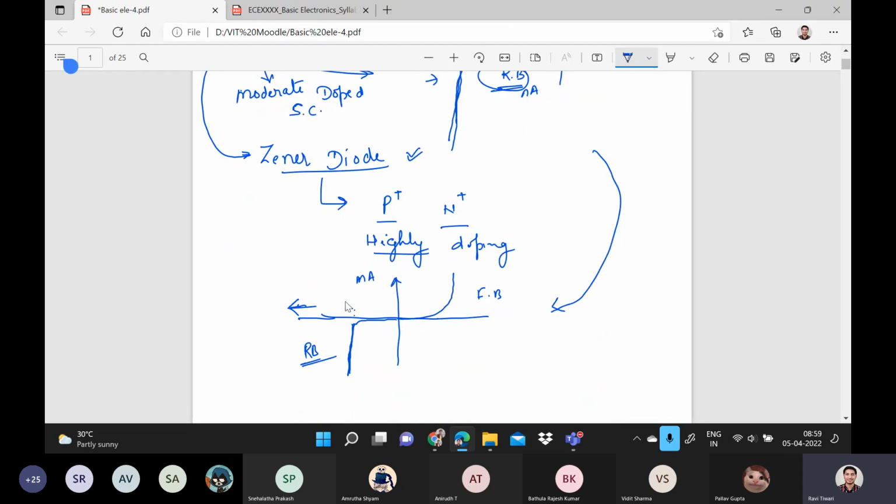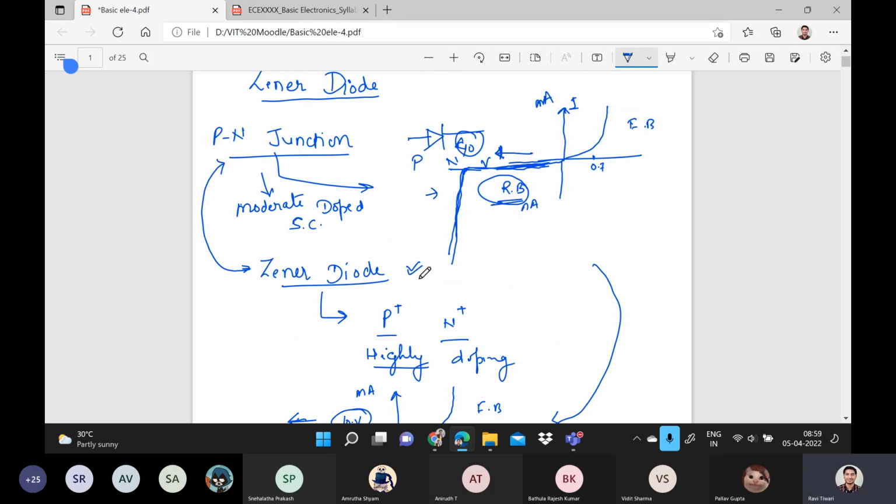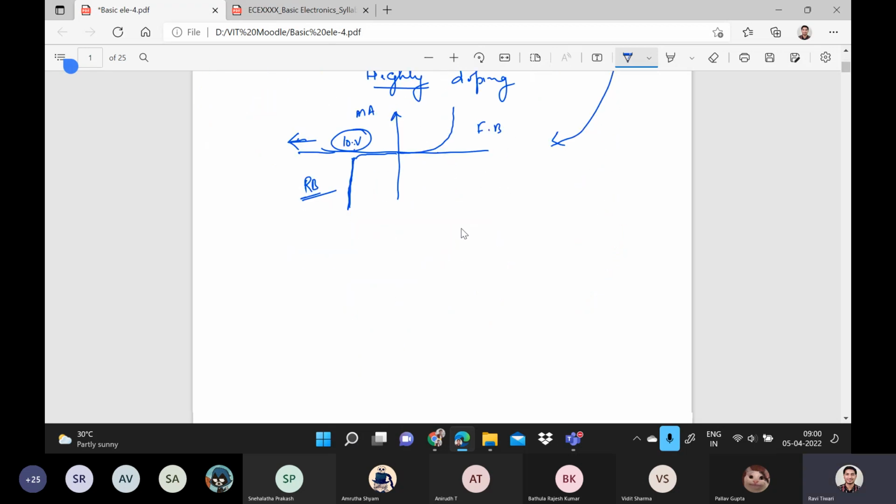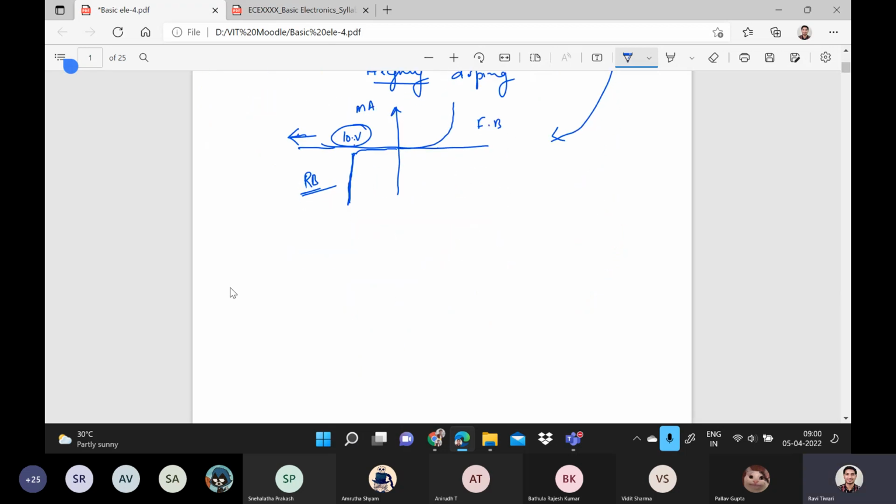You can assume this is 10 volts. Around a reverse bias of 10 volts, you will get the breakdown. And why is this happening? There is a difference in the doping. In normal PN junction diodes, there will be moderate doping, very little doping. But in a Zener diode, you have highly doped P and N type semiconductors. Now we will go in detail step by step.